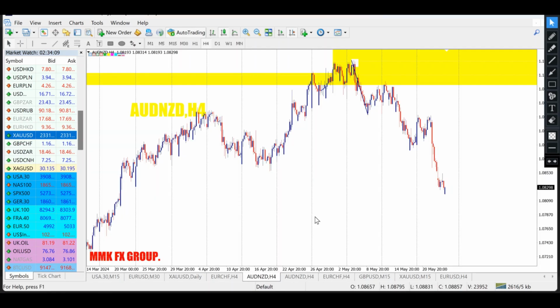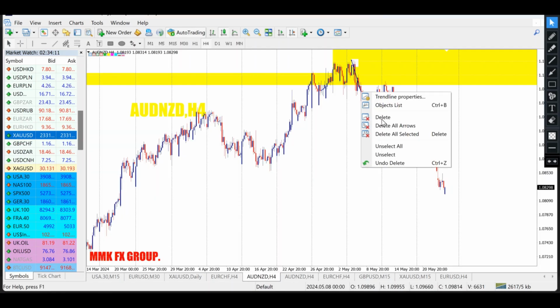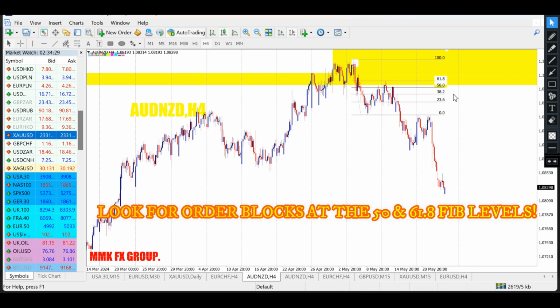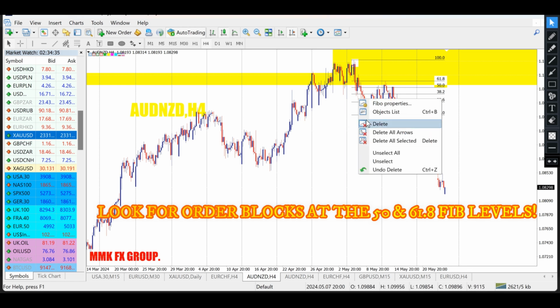But before we go far, this is what we can identify just by identifying this week of drop. We can also use your fib. You can use your fib from the high of that week to the low of the previous week in this case, and you want to identify if there are any interesting order blocks you can look for around that 50, 61, 80. And as you can see, what we had right here was very clean.